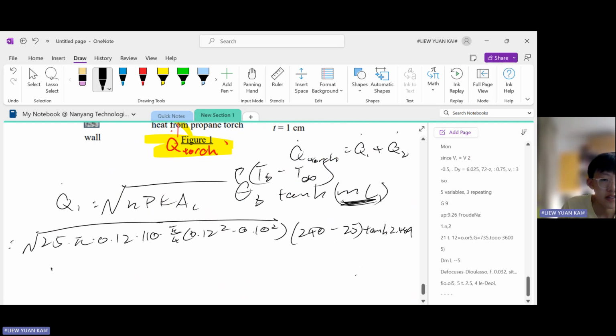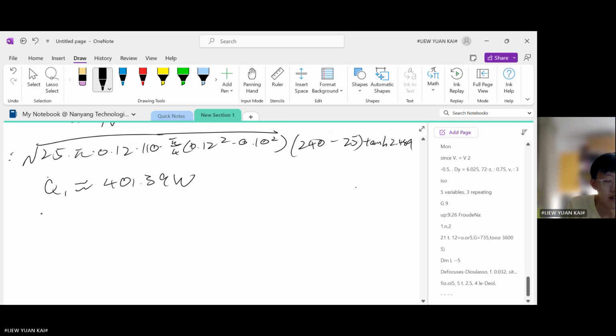2.489. Okay, so you calculate this out. Q1 is supposed to be 401.39 watts. Okay, now we take a look at pipe 2. So what can we approximate pipe 2 as?